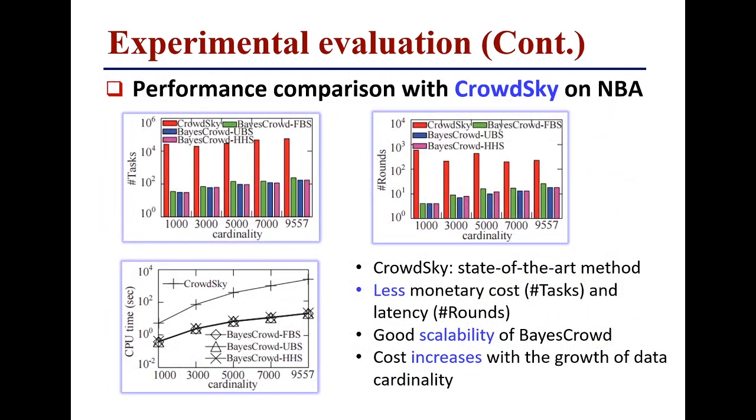We compare BayesCrowd with the state-of-the-art CrowdSky. One can find that BayesCrowd is better than CrowdSky in terms of tasks, runs, and time. The fewer tasks and runs demonstrate that BayesCrowd needs less monetary cost and latency. The less time cost means that BayesCrowd has good scalability. In addition, the cost of both BayesCrowd and CrowdSky increases with the growth of data cardinality as the dataset becomes larger.